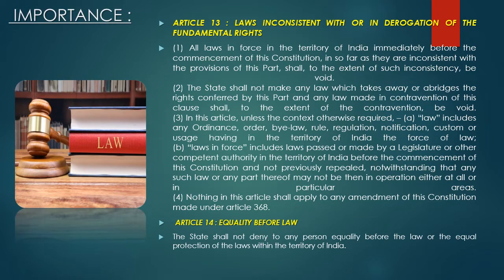Article 13. Laws inconsistent with or in derogation of the fundamental rights. All laws in force in the territory of India immediately before the commencement of this Constitution, in so far as they are inconsistent with the provisions of this part, shall, to the extent of such inconsistency, be void. The state shall not make any law which takes away or abridges the rights conferred by this part, and any law made in contravention of this clause shall, to the extent of the contravention, be void.